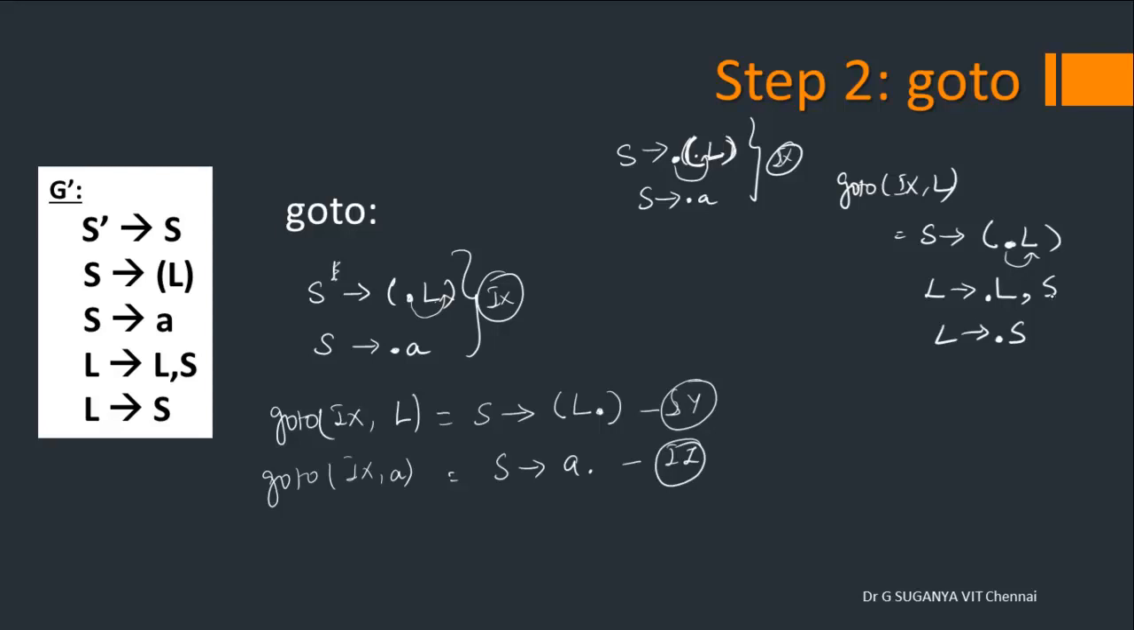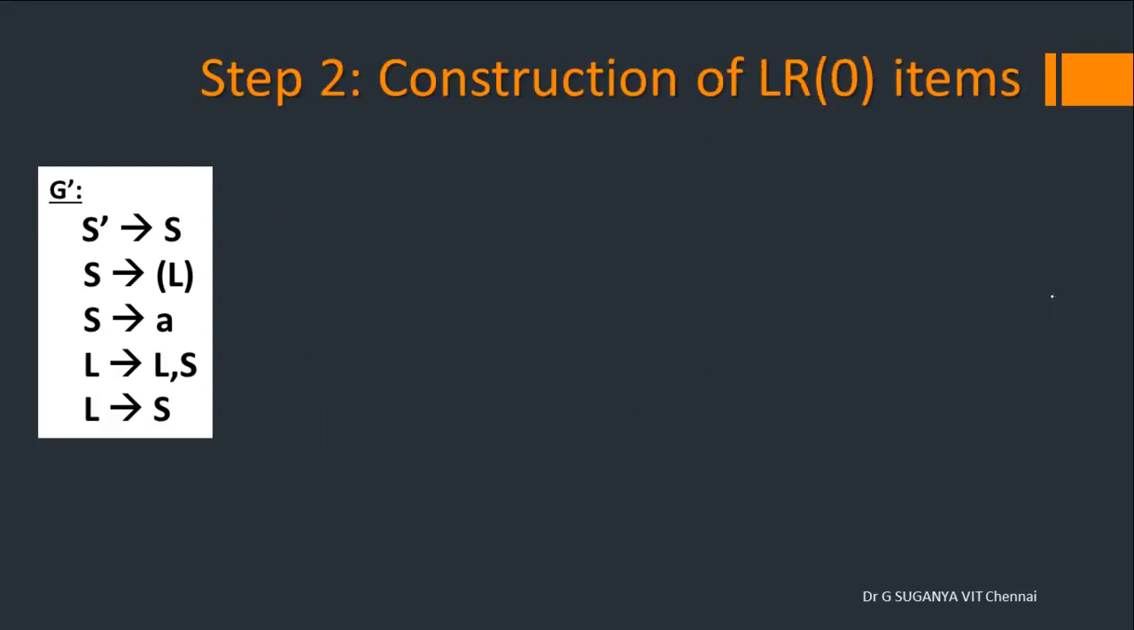Fine. So we'll look into that very keenly in the upcoming slides. Now let's move on to the construction of LR(0) items. We always need to start with the closure of S' gives dot S, which is the added augmented grammar, because this is where we are going to start.